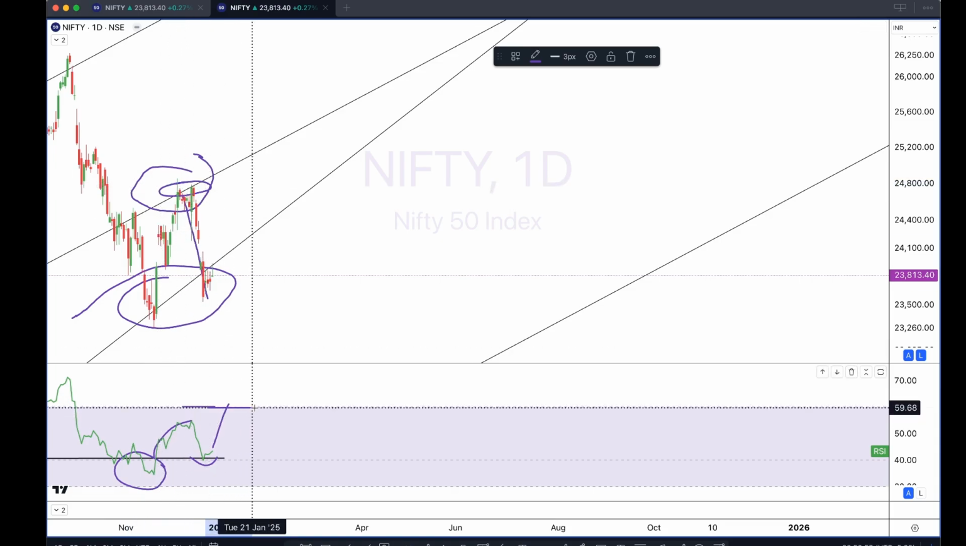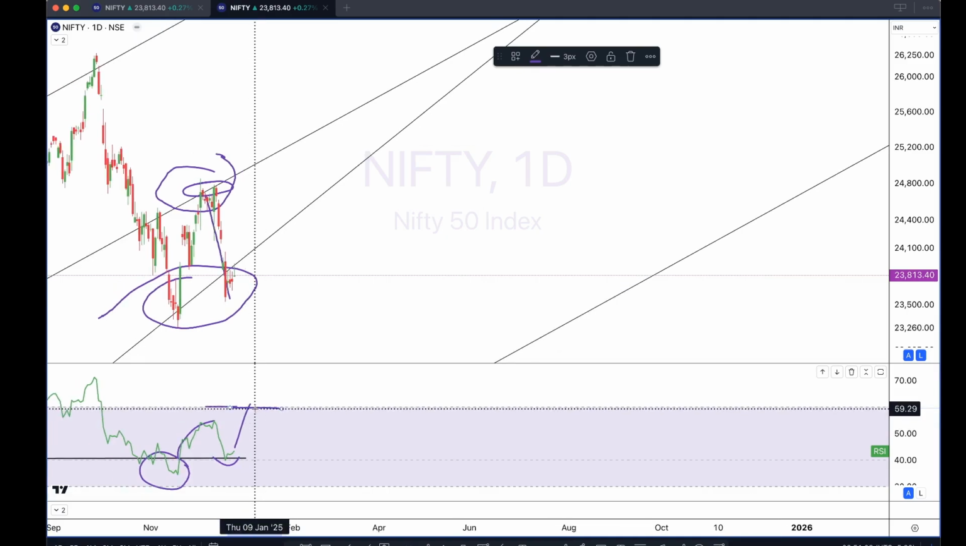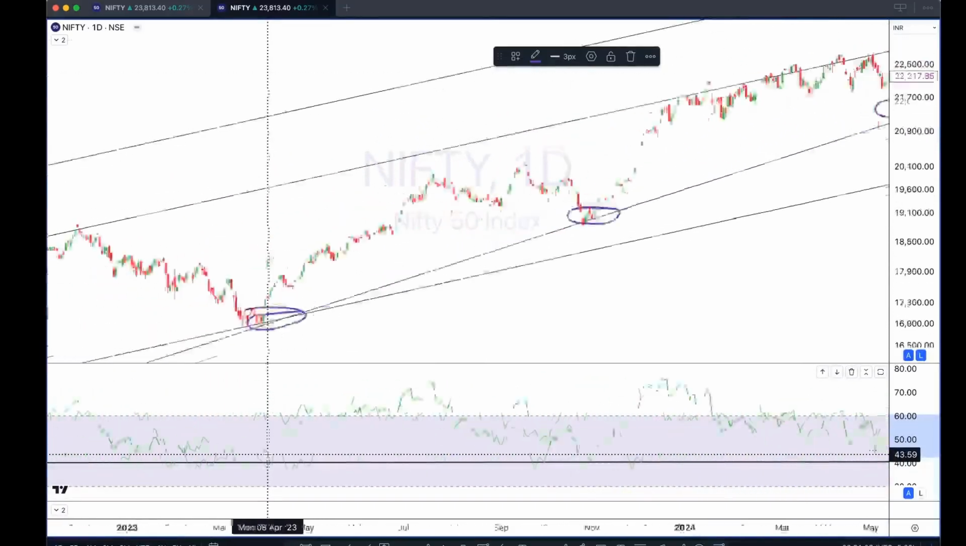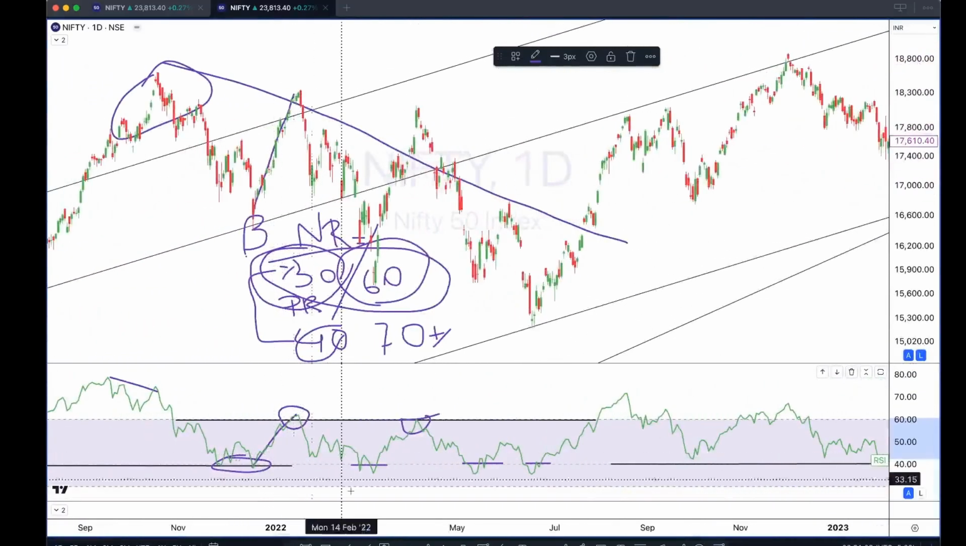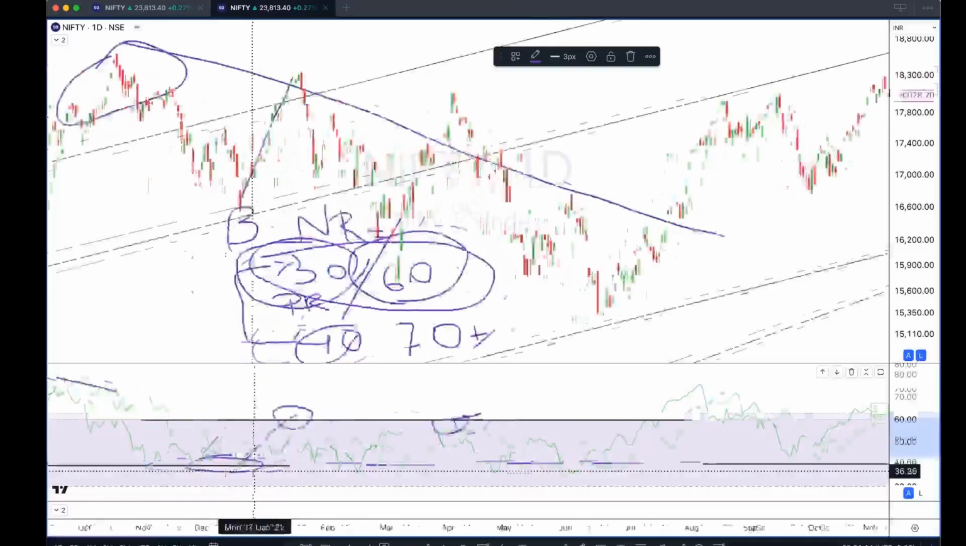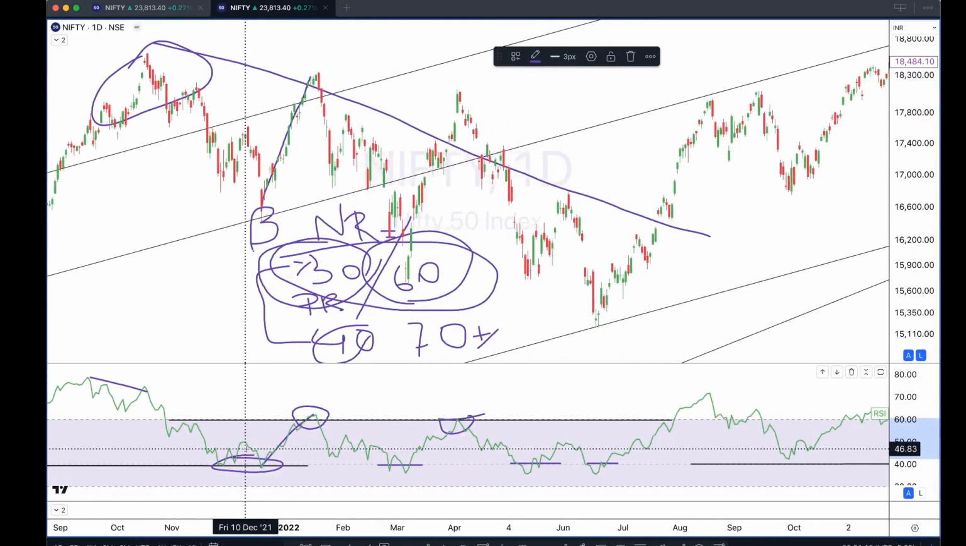However, we will need to observe whether or not it sustains above the level of 60 or whether it takes resistance and falls down. Now, the reason why I spent so much time explaining this section is for this very reason. In technical analysis, it's often said that history repeats itself.